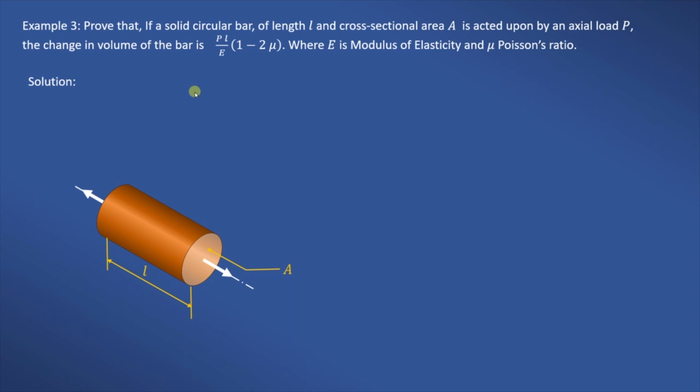So let's proceed. Strain in length is P upon AE, and strain in diameter is of course nu times P upon AE. Strain in diameter is lateral strain, and lateral strain is nu times longitudinal strain. Now under this load P, we have shown it as tensile load. Lateral strain is negative because it will be a reduction in diameter of the bar. Now strain in volume of a cylindrical bar is strain in length plus twice strain in diameter.